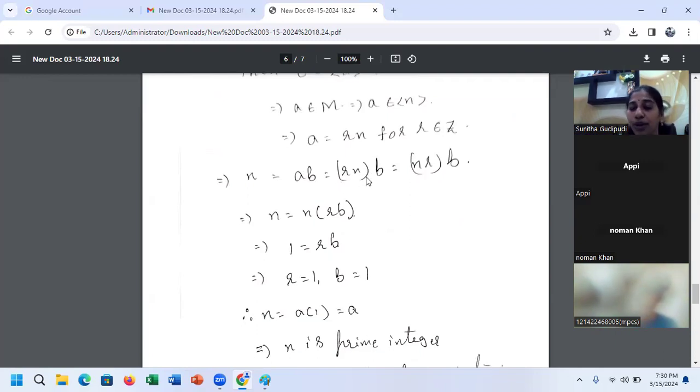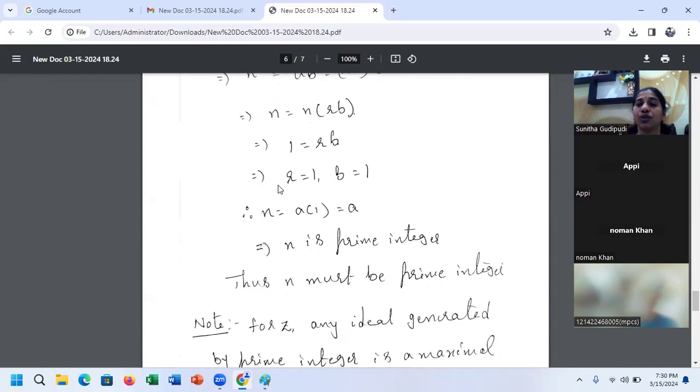So this is a commutative ring. So rn can be written as nr into b. So n is equal to n into rb. Cancellation law applies, n and n I can cancel. So 1 is equal to rb. Product of two integers is 1, we are saying. When would it happen? It should be 1 into 1, the only option we have. So your r must be 1. Your b also must be 1.